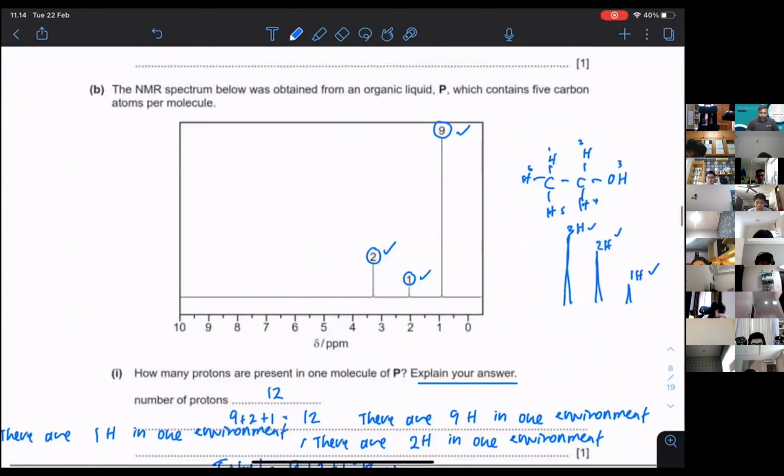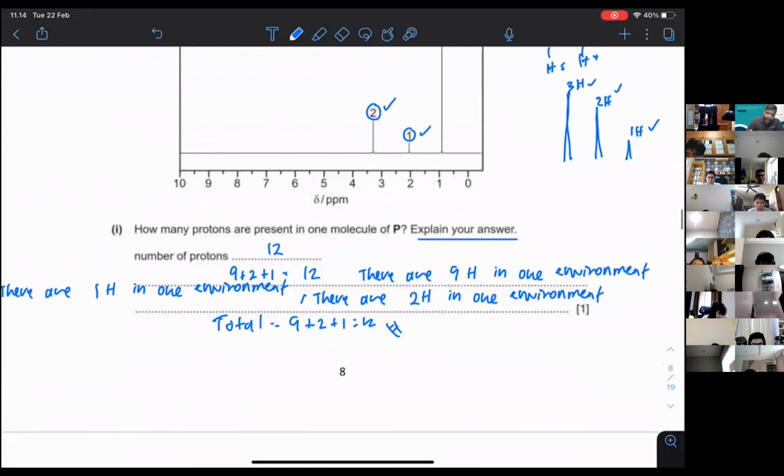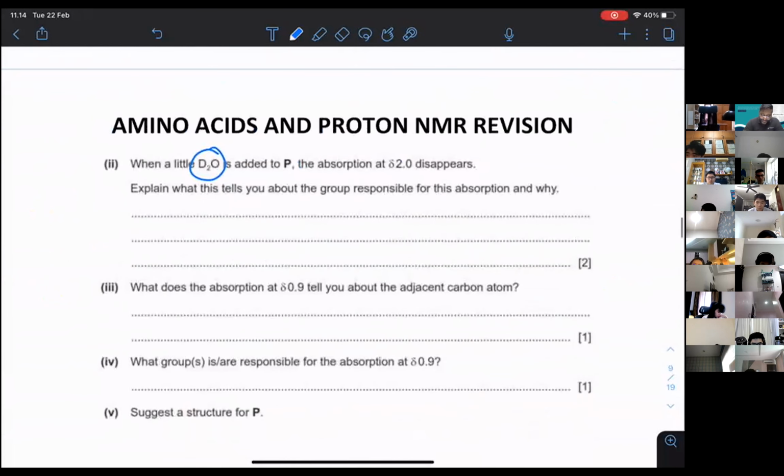Now, if you continue, when a little D2O, which is heavy water, is added to P, the absorption at 2.0 disappears. They say this absorption disappears. So they're asking, explain what this tells you about the group responsible for the absorption. If something disappears when you put in D2O, the group responsible must be hydrogen attached to O or hydrogen attached to nitrogen.